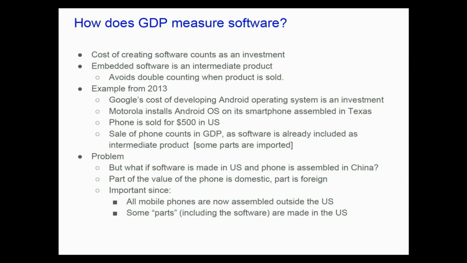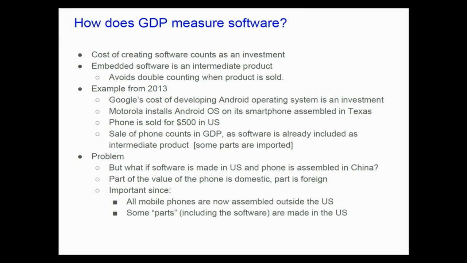in GDP. It's all made in the US in the sense of assembly and software preparation, and many of the parts were made in the US, but the ones that weren't showed up as imports. So everything looks great. The software is already included as an intermediate product, and so on.